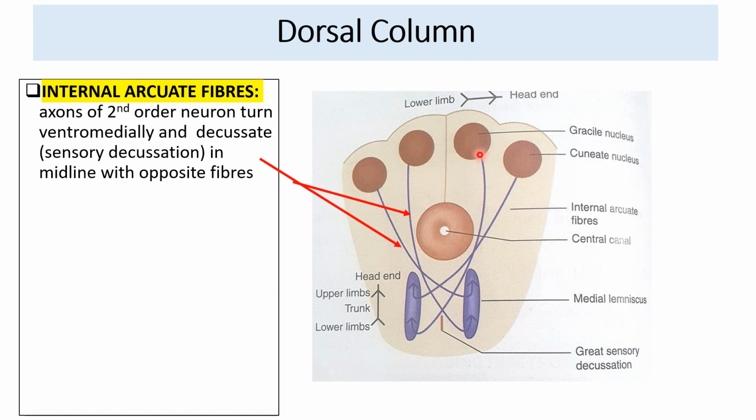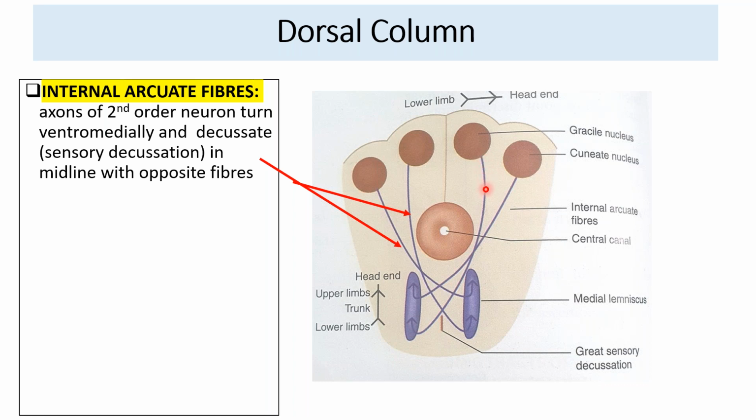So basically, what are internal arcuate fibers? These are the axons of the second order neurons. Second order neurons were right here. Axons of the second order neuron turn ventromedially and decussate. Decussate means it crosses to the opposite side in the midline. Okay, and the only catch was what?